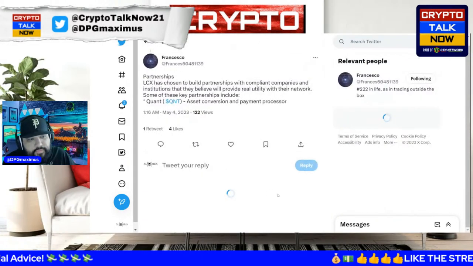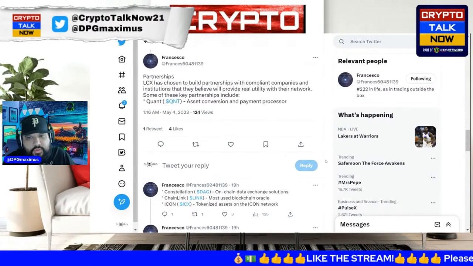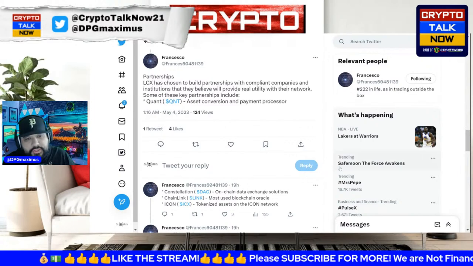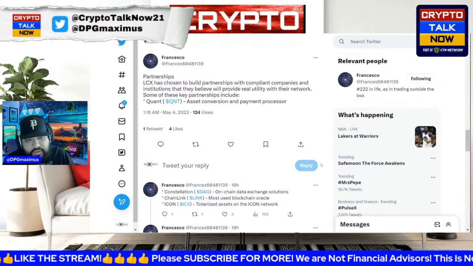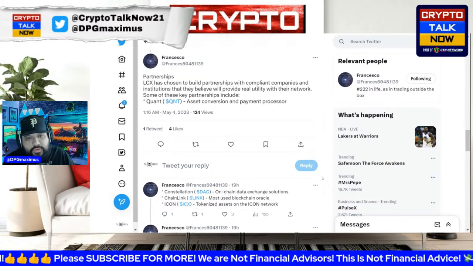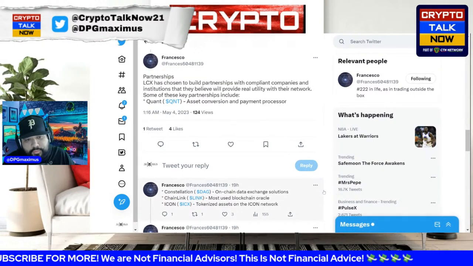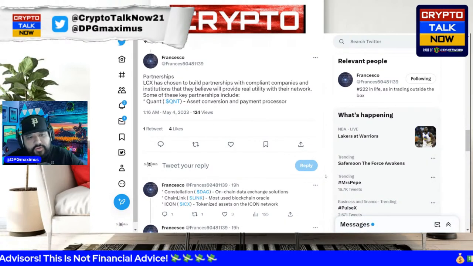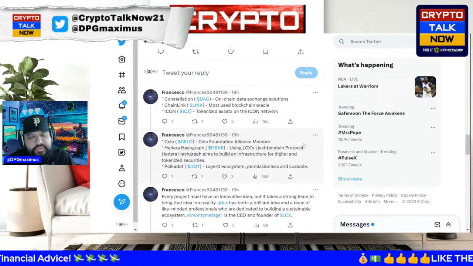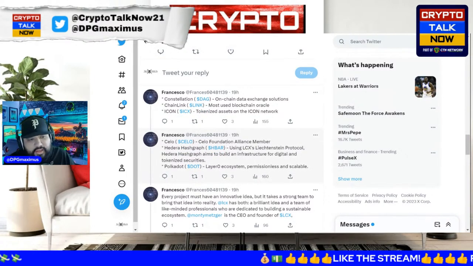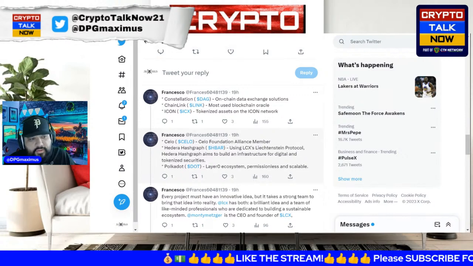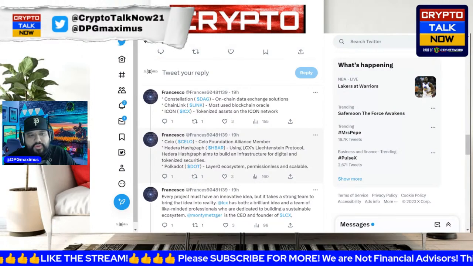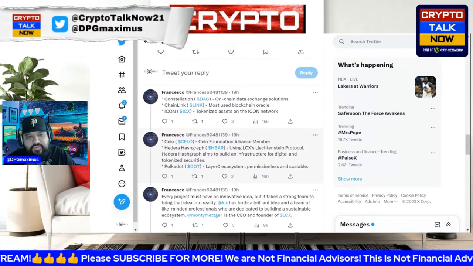But there's more. There's partnerships, quite a few. Obviously, Quant is big. But LCX has chosen to build partnerships with compliant companies and institutions that they believe will provide real utility with their network. Some of these key partnerships include, like we mentioned, Quant, right? Asset conversion and payment processor. You even have Constellation, DAG. At some point, man, I got to really get into DAG. I feel like I'm going to miss the boat if I don't get into DAG. So I just want to throw that out there. But yeah, with DAG, right? On-chain data exchange solutions.